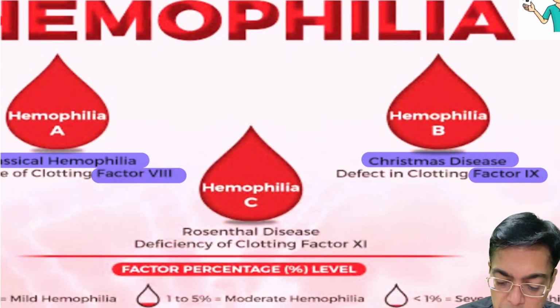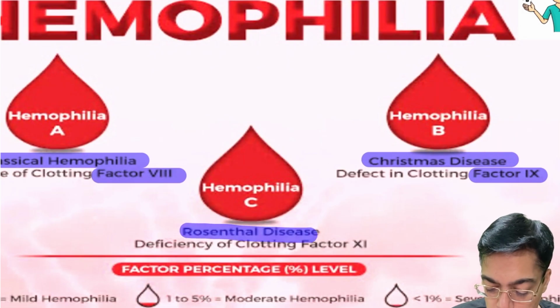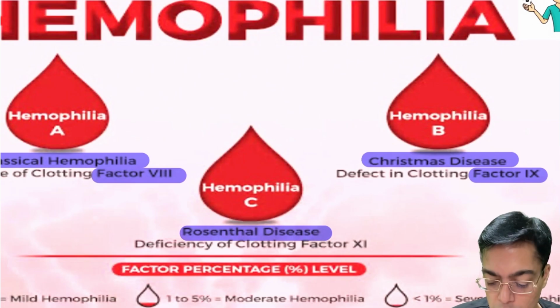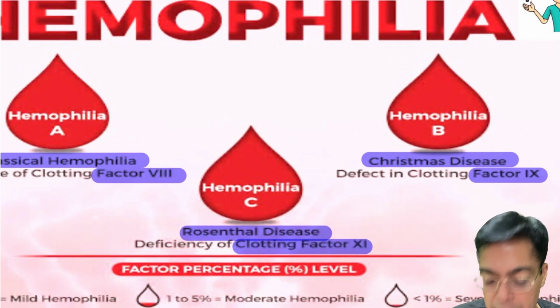Hemophilia C is going to be the rarest type of hemophilia, and that is called by the name of Rosenthal's disease. And which clotting factor is deficient in these patients? They are going to be having a deficiency of clotting factor number 11.